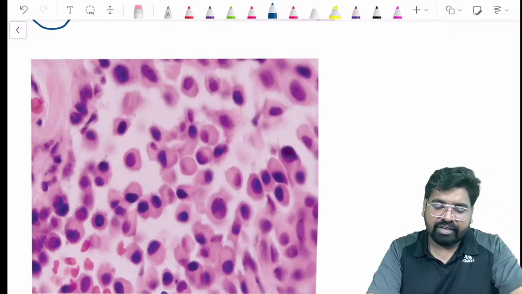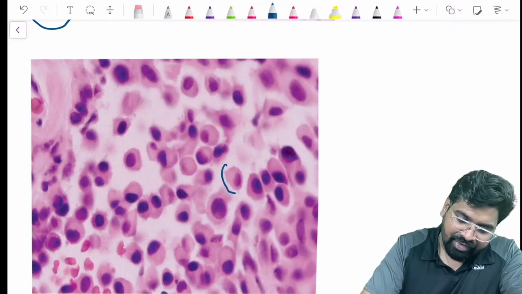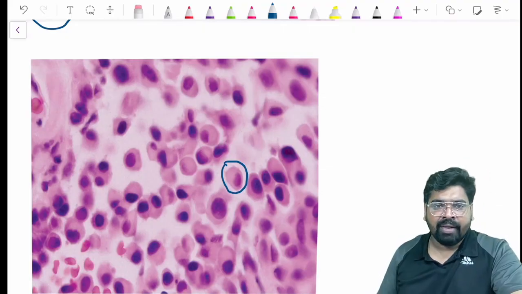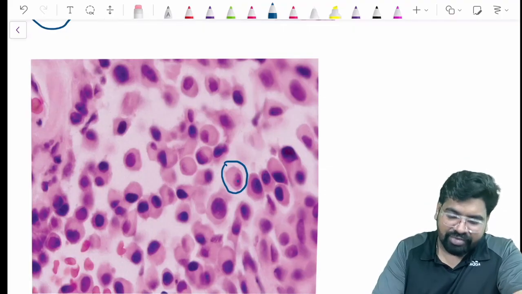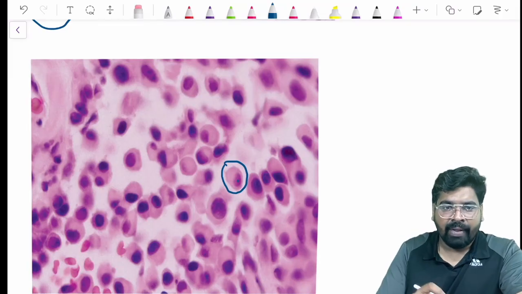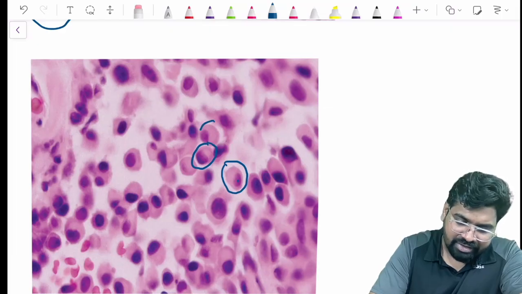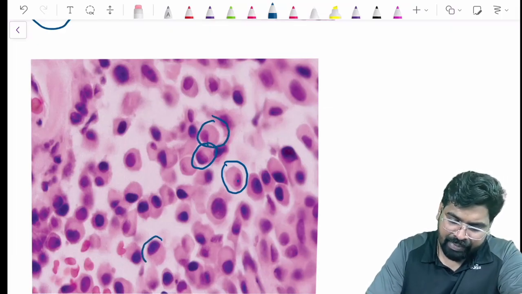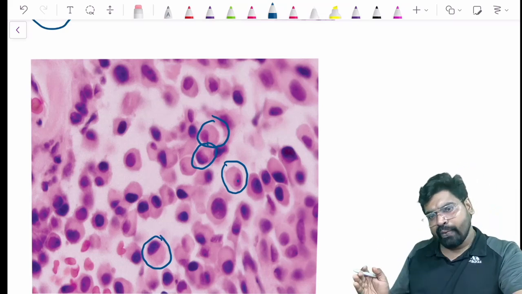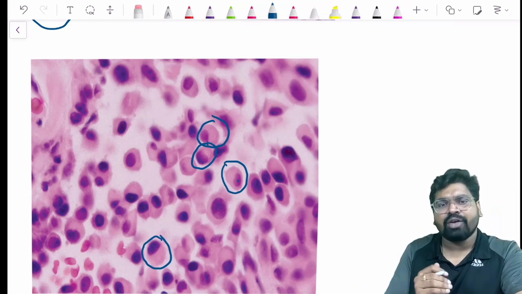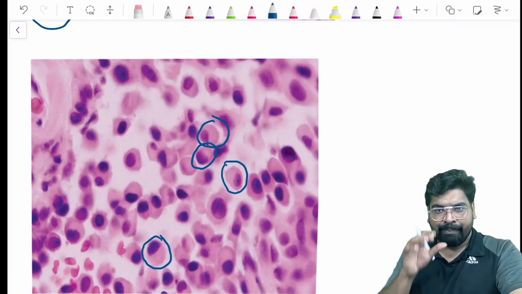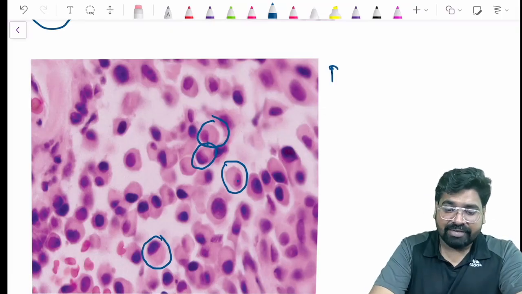If you see the higher power of a plasmacytoid cell, this is a myoepithelial cell. Can you appreciate in this picture? If I take this cell, you can see that the nucleus is towards one side and the cytoplasm is towards the other side. You can see in almost all the cells, if I take this cell or this cell or even this cell, the nucleus is pushed towards one side and the cytoplasm is on the other side. So this is a particular picture of a plasmacytoid cell.